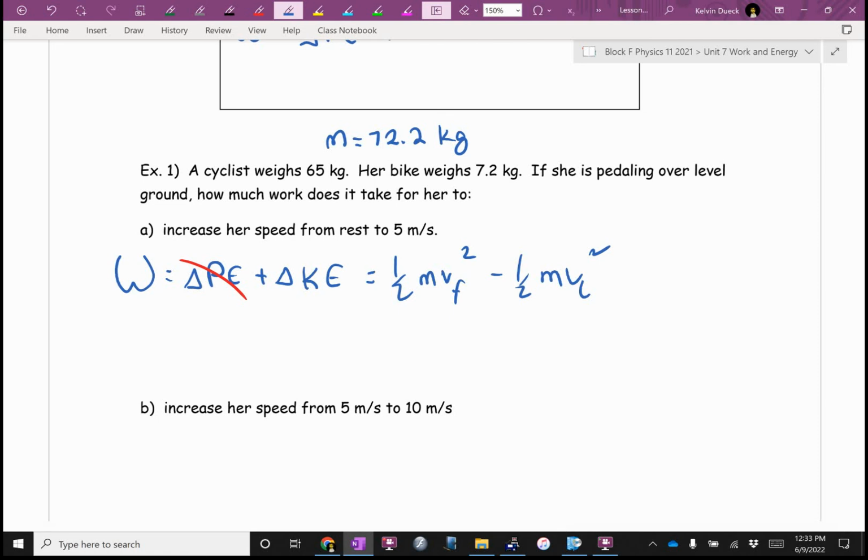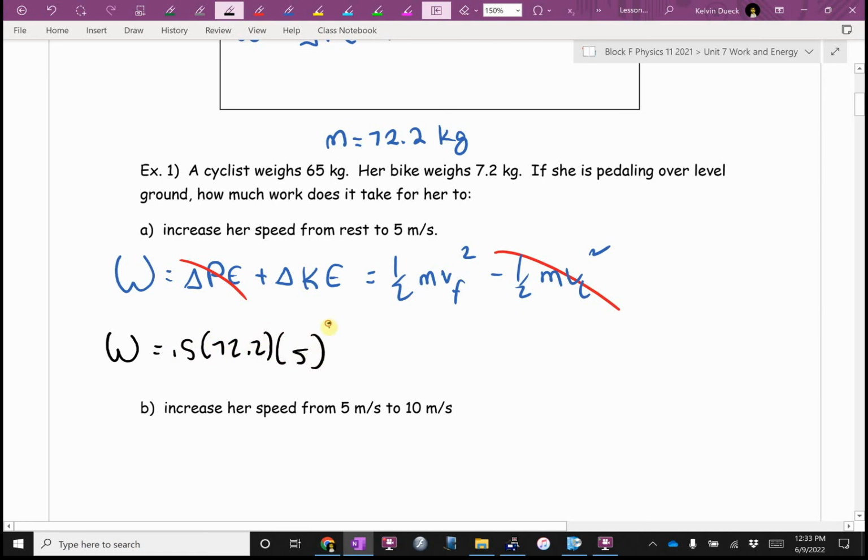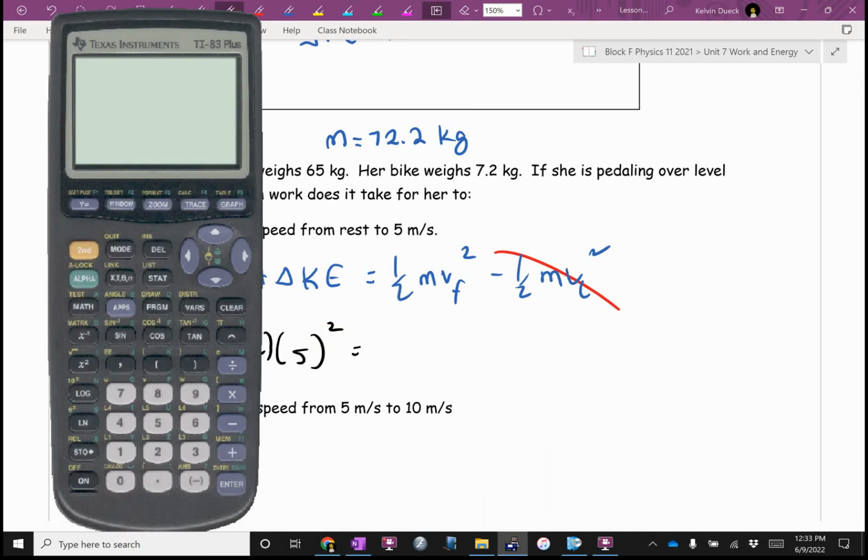This is going to be a half m v final squared minus a half m v initial squared. In this question, what's v initial as a number exactly? So what's my initial kinetic energy as a number exactly? So I could have probably done that if I'd really been paying attention, but I wanted to write it out just so you could see how it all fits together. And now I can tell you how much work for this cyclist to increase her speed from 0 to 5. It's going to be 0.5 times m times 5. Don't forget the squared.